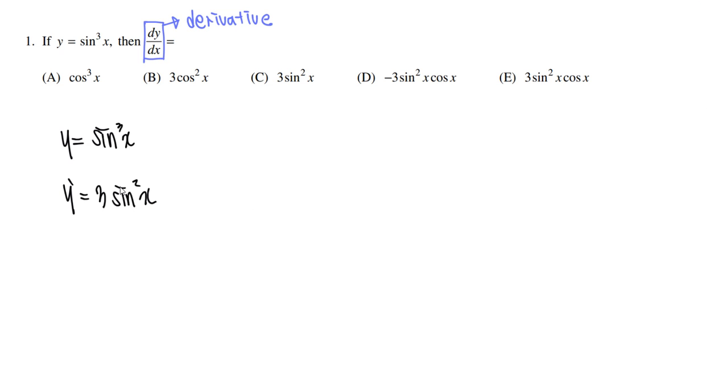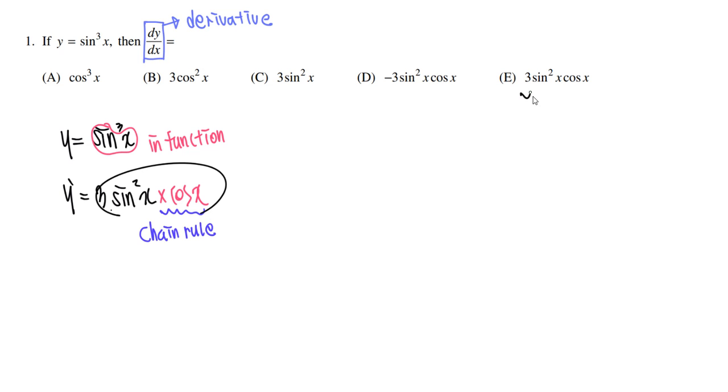This is not the end. We have to do some more. The sine x is an inner function. So when you differentiate, you also have to differentiate the inner function and multiply by it. That's the chain rule. So this is the result of complete differentiation. Now we have the derivative here, so this is going to be the right answer.